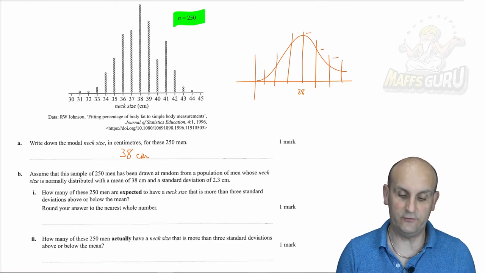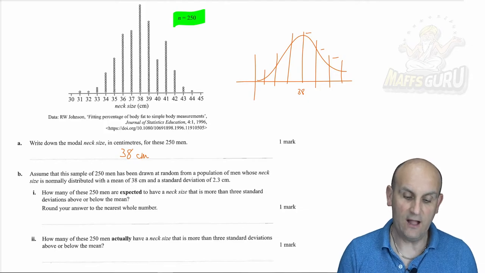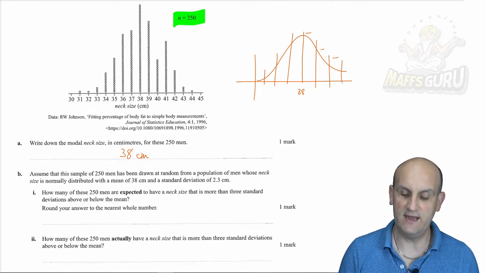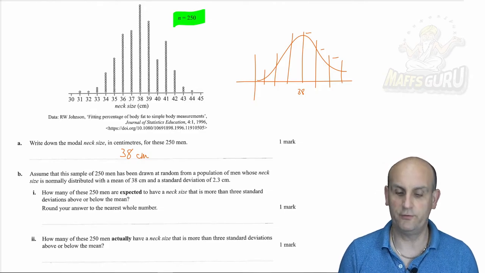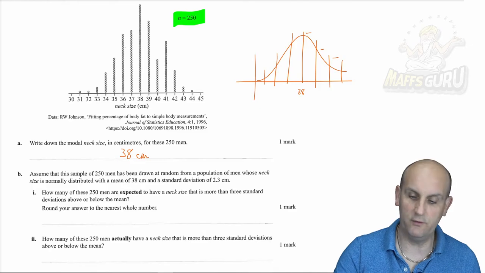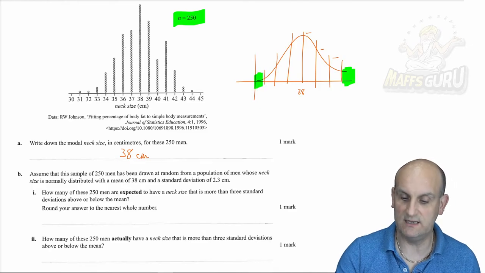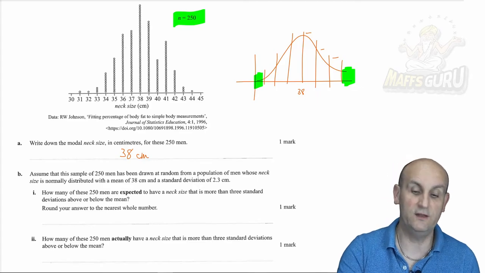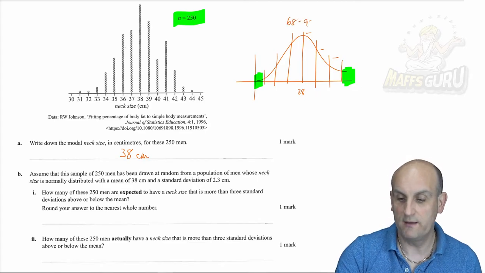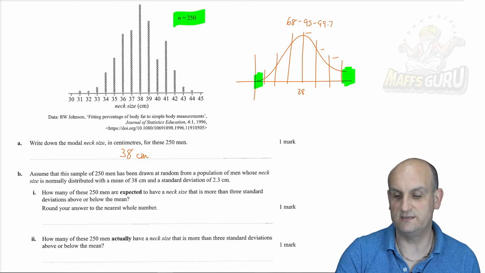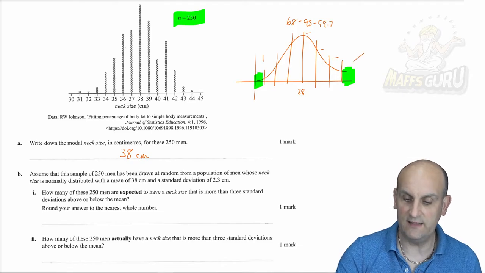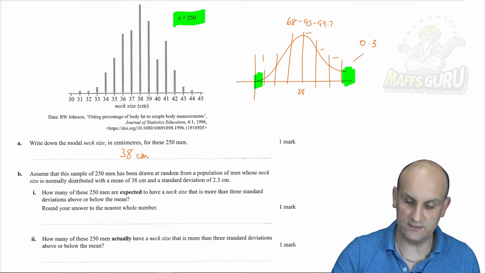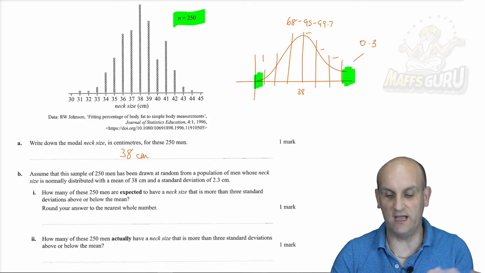Now, is that anything to do with the question? It says, how many of these 250 men are expected to have a neck size that is more than 3 standard deviations above or below the mean? So there we go, that's 3 standard deviations above, very bad diagram there, and 3 standard deviations below. And if we remember our 68, 95 and 99.7% rule, we know that that section there and that section there adds up to 0.3. So half it gives me what each section is, but actually I can just do that.